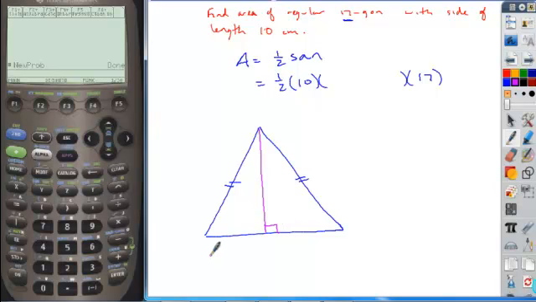Okay, so in looking at this model, we know two things. Okay, we are given that the side length is 10. So what does that mean this portion of it is? Half of 10 or 5. So we know that piece. And then the other piece that we know is the angle measure.